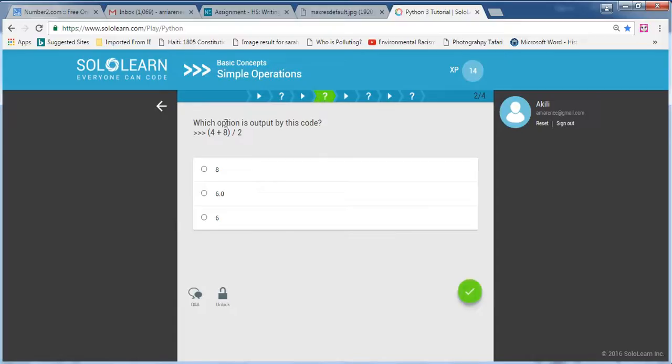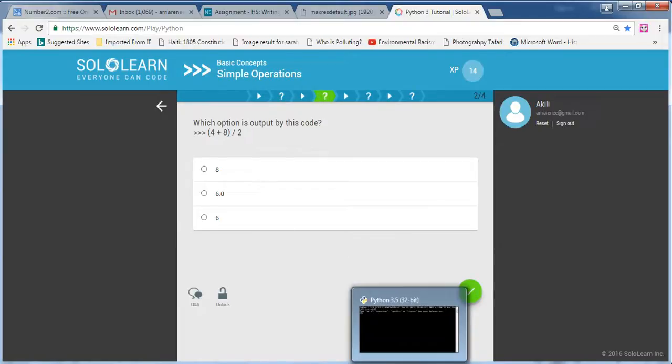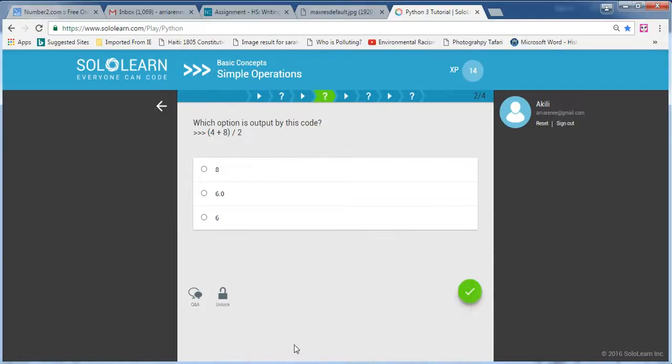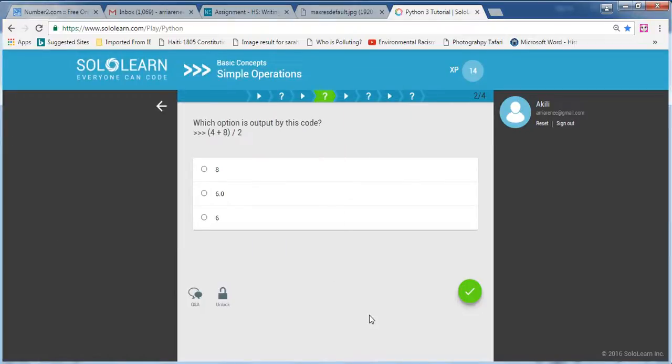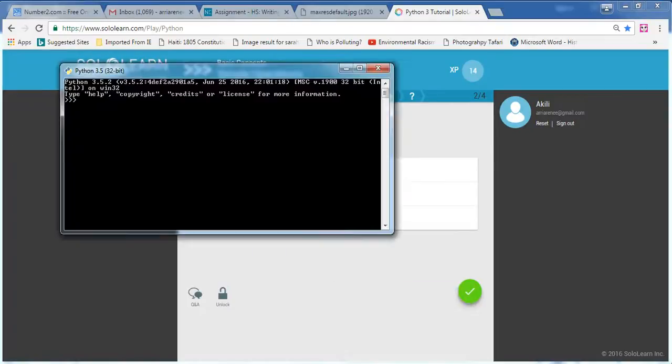And we also used one of the platforms called Python Shell. And Python Shell does the exact same thing. You type in your code and it puts the output of the answer. So I actually have Python Shell up right now. So what is the code? Parentheses 4 plus 8 parentheses divided by 2.